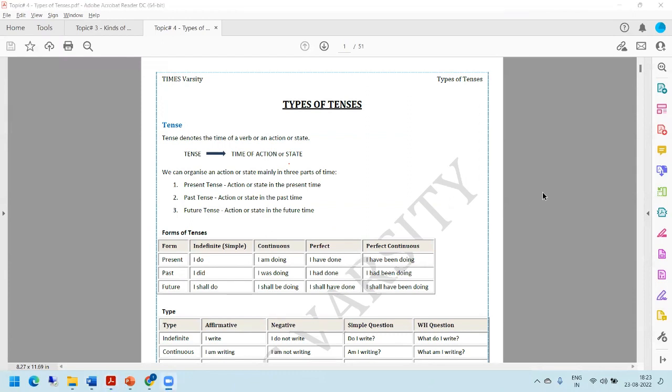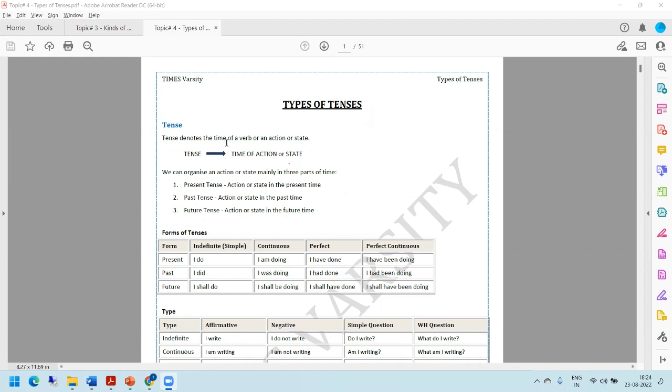All right. So this is how we can effectively learn and get the best out of the training. Now we are talking about types of tenses. In the last 3 sessions, whatever we discussed, we will be utilizing there. So, types of tenses. What is tense?